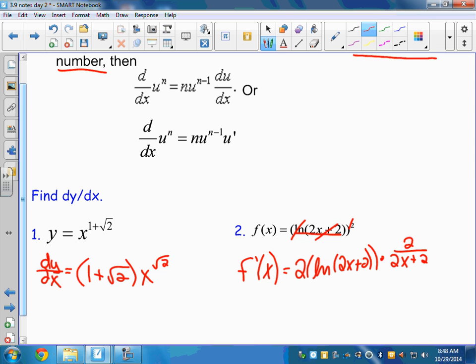Definitely we want to simplify. I can't cross this out with this. Do you agree with that statement? Because that is stuck with that ln. But I can take 2 times 2, which is 4, and write this as 4 ln of 2x plus 2 over 2x plus 2. Well, even in that fraction, could you take the 2 out of the bottom? I could take the 2 out of the bottom. You're a genius.